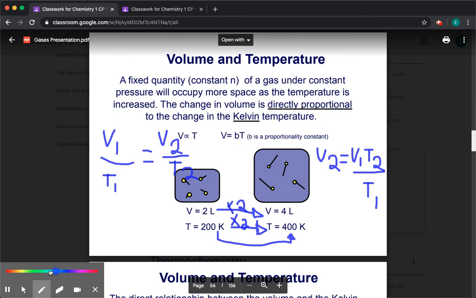And then if you look at this, the part I'm going to circle in green. Think about this as V1 times T2 divided by T1. Just look at this part, T2 over T1. Let's call this the ones, and these are the twos.